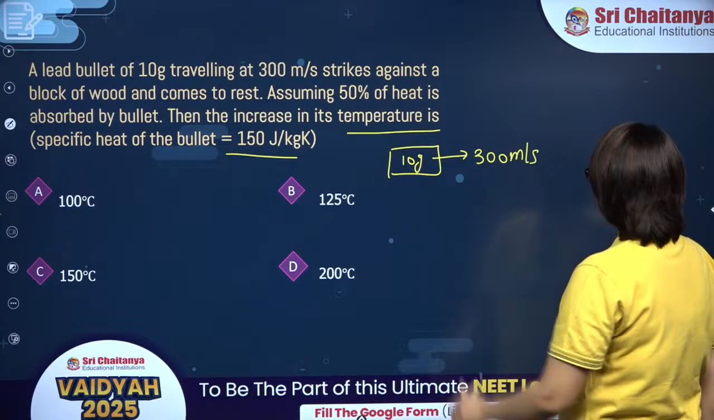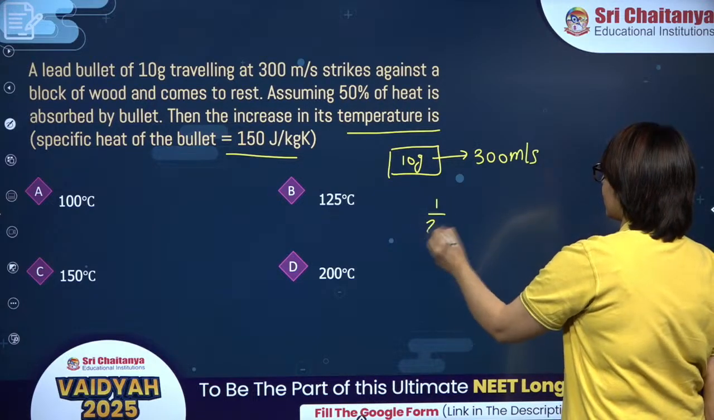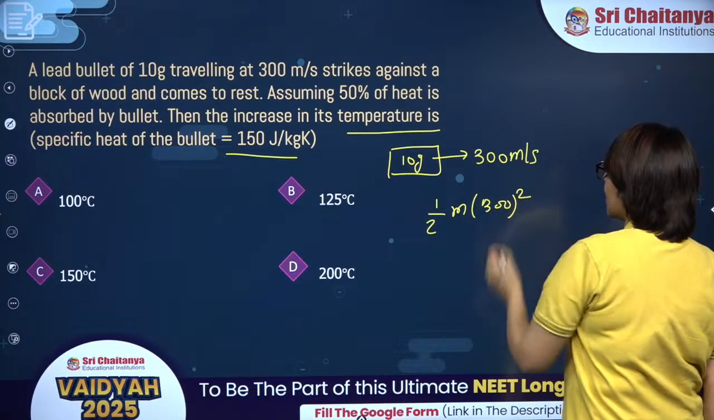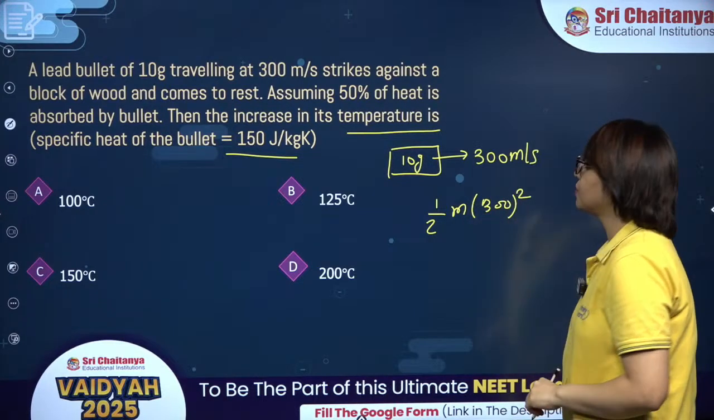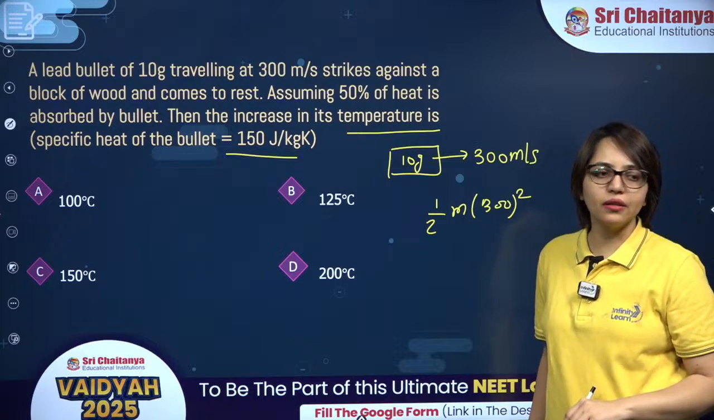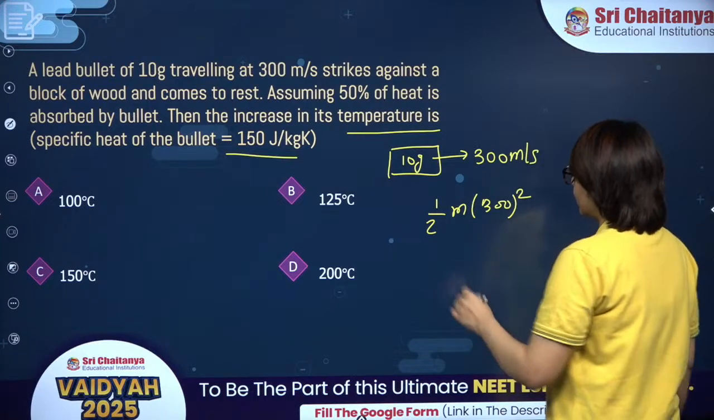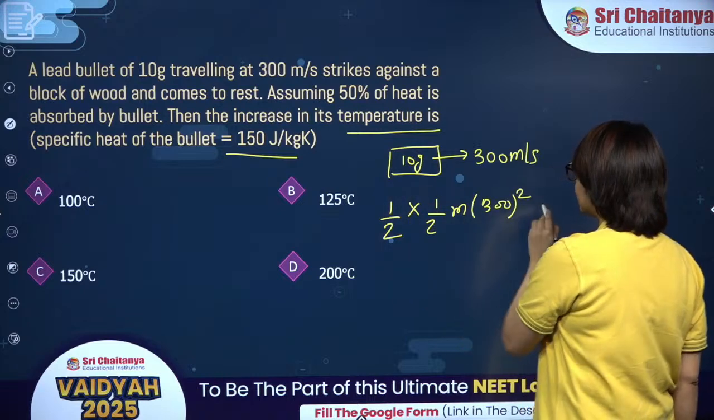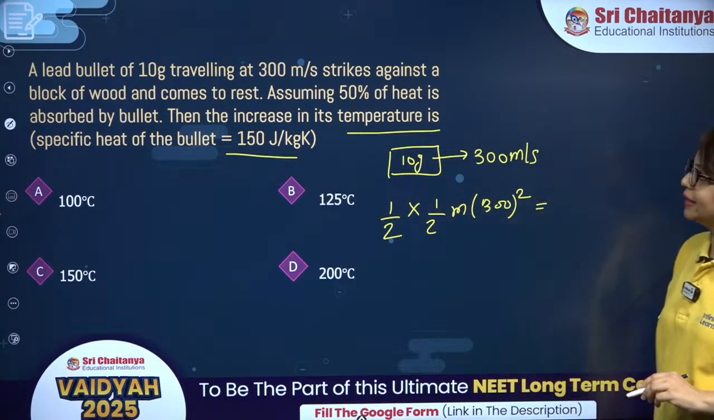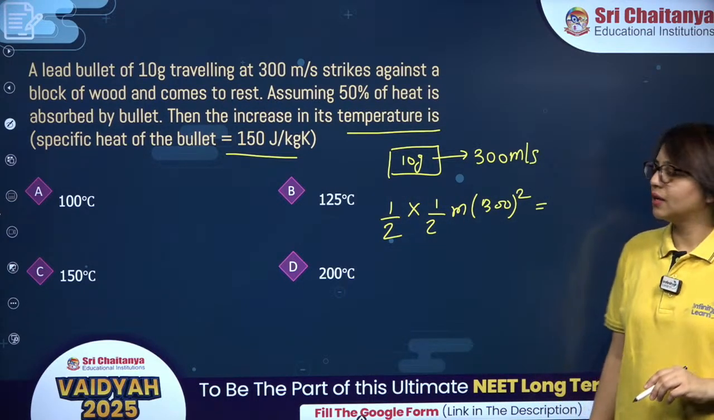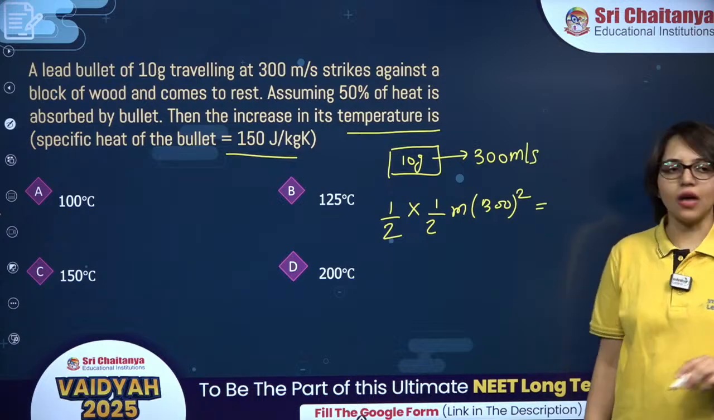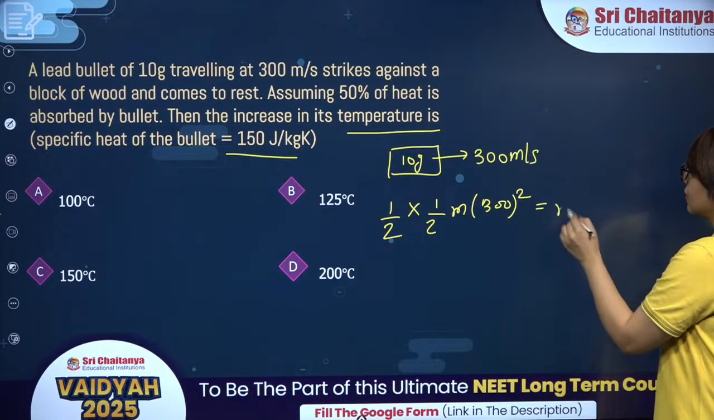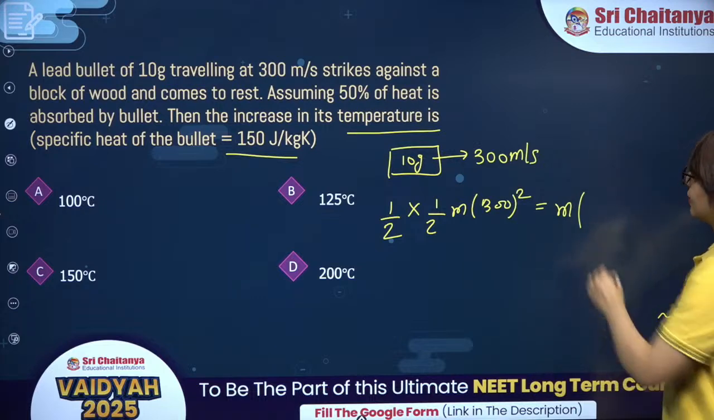Initially, it has how much energy? Half mv square. And 50% of its half mv square is absorbed in the form of heat by the bullet. So whatever it has, half of that will provide the increase in temperature. So for increase in temperature, how much heat is required? m into specific heat, which is 150, into delta theta.